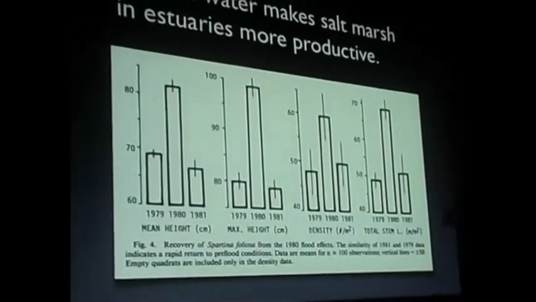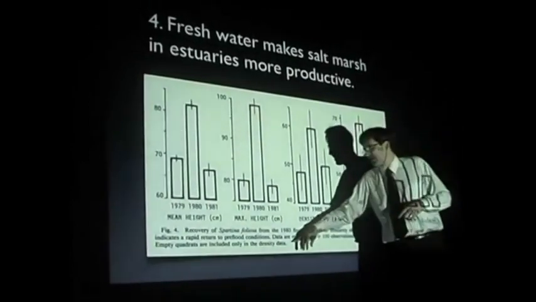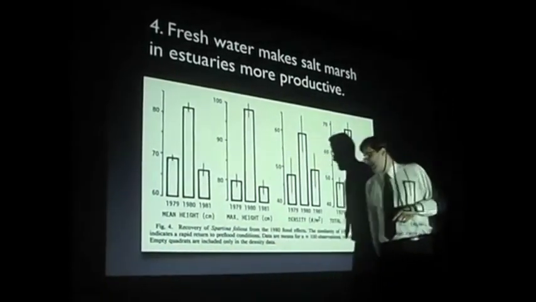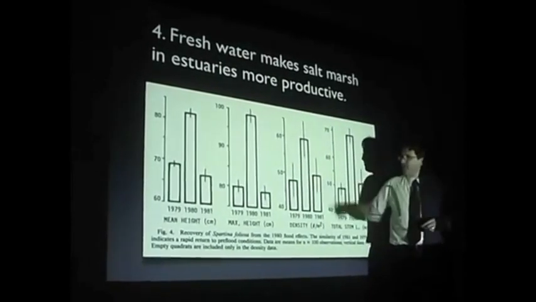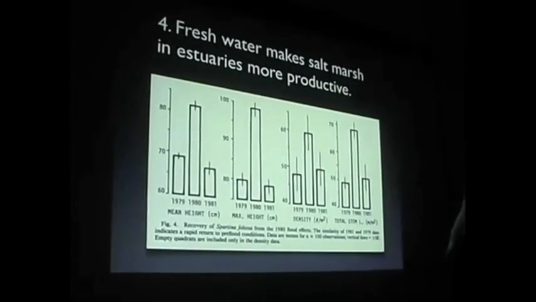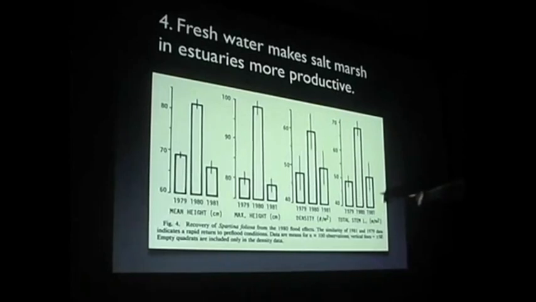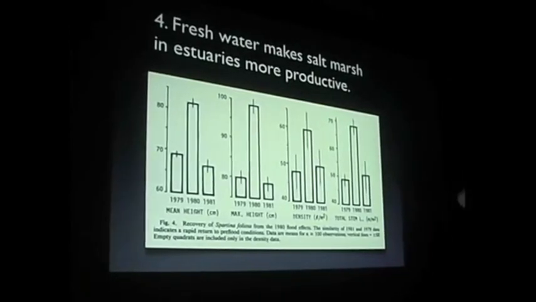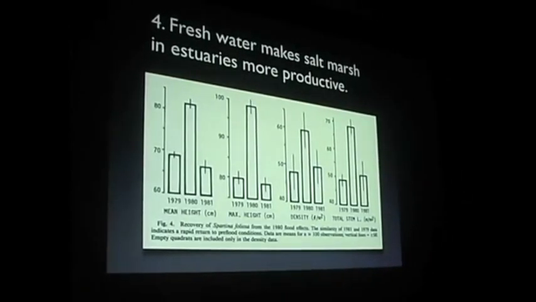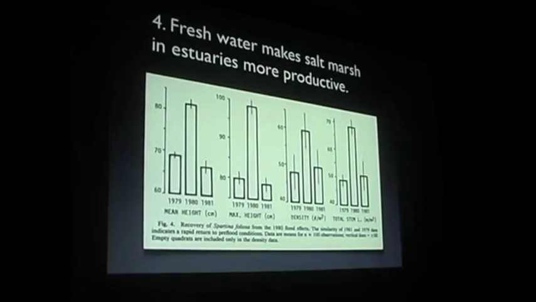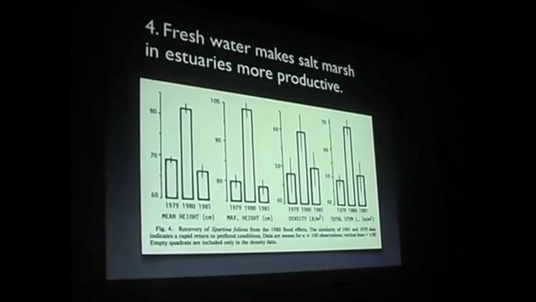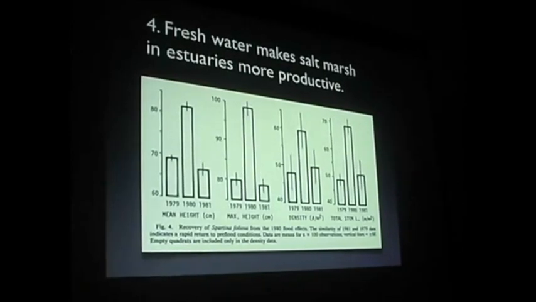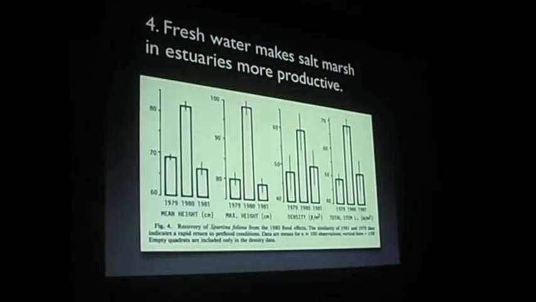So this is an illustration of this from Joy Zedler's work down in San Diego, looking at Spartina. The bar in the middle is height, density, stem length, during a season when it got flooded with fresh water. Okay, so you think of Spartina as being a saltwater plant. When you give it some fresh water, boom. So there's actually some real benefits to have a system that has this dynamic freshwater element to it.